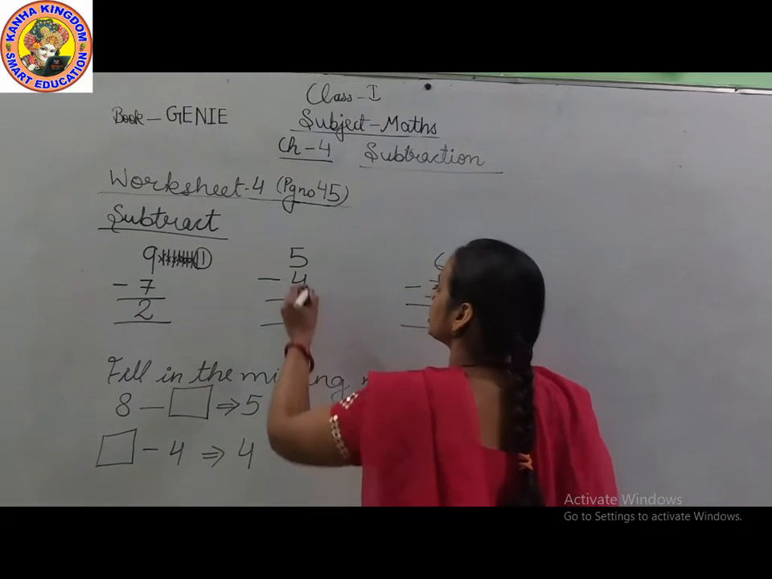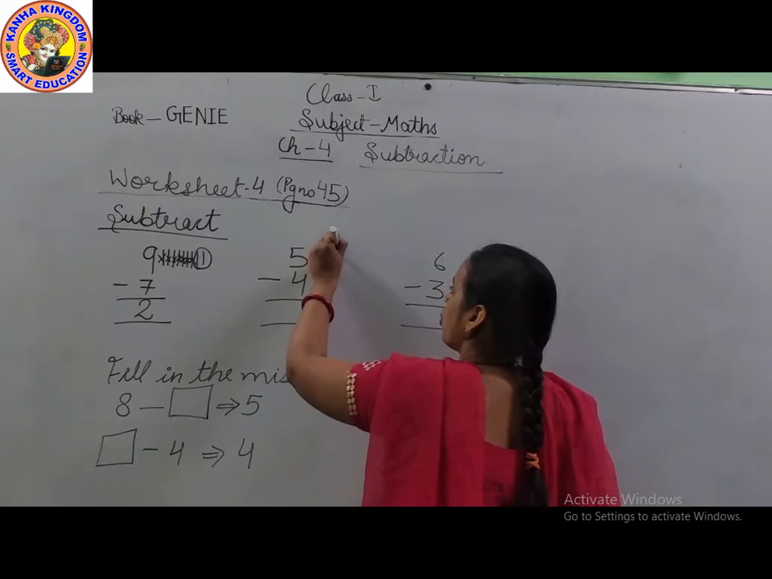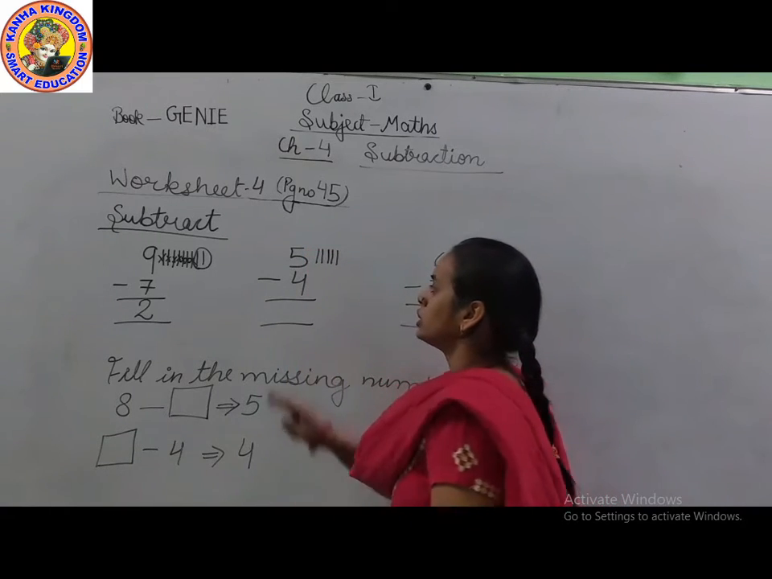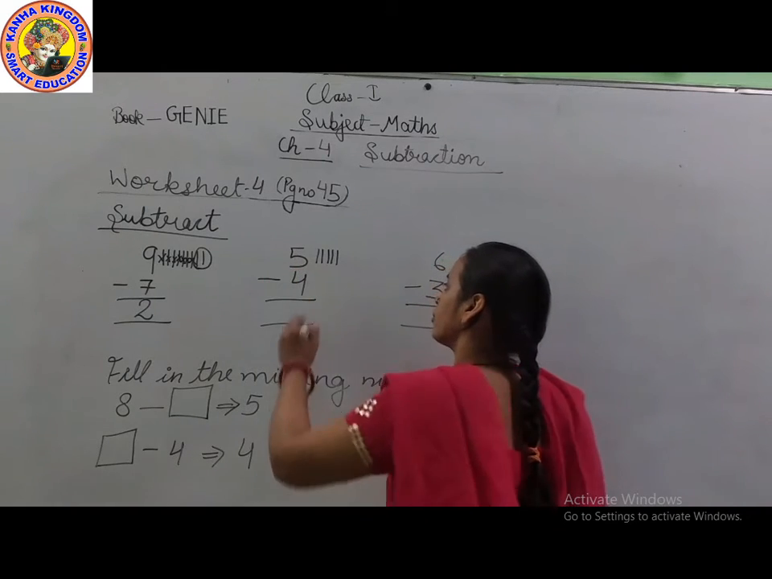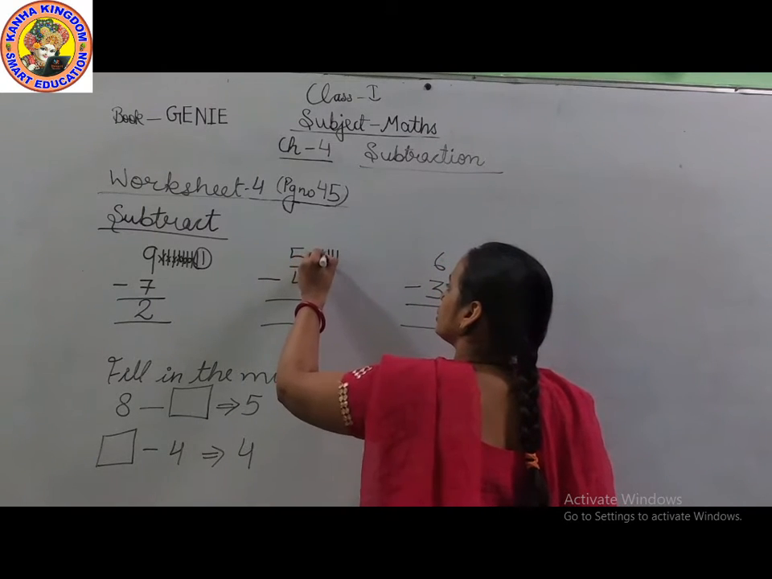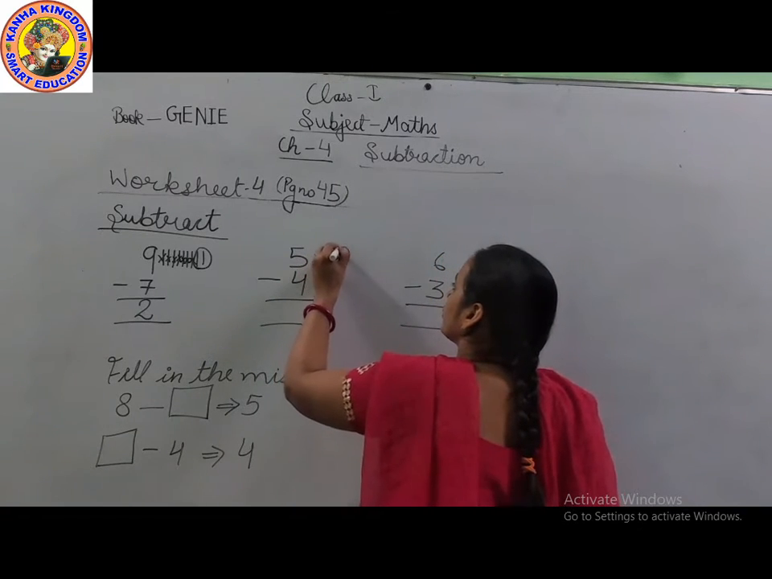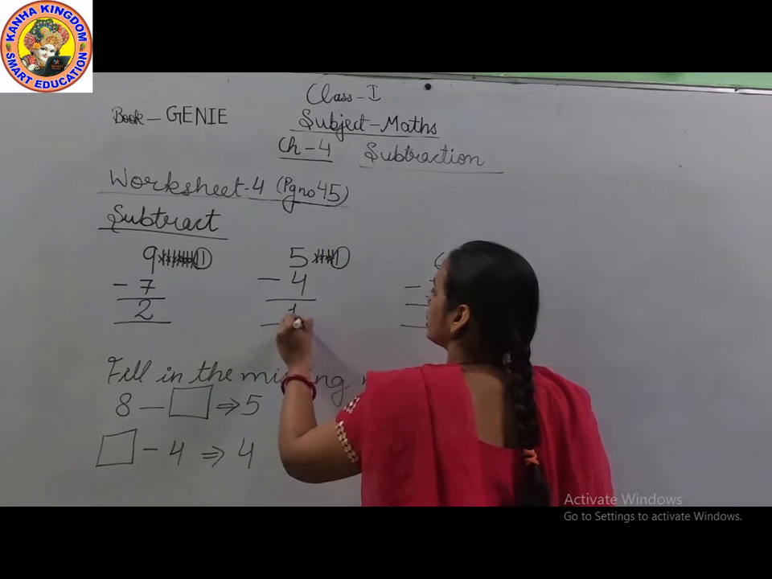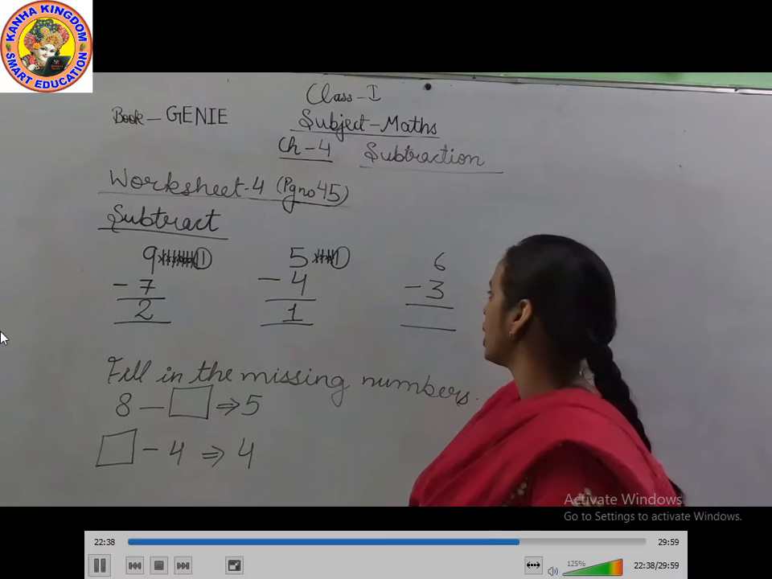Now next question is 5 minus 4. So 1, 2, 3, 4, 5. So we take away 4 from 5. So 1, 2, 3, 4. How many left? 1. So 5 minus 4 equals 1.